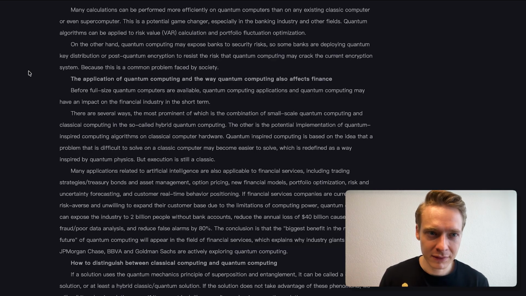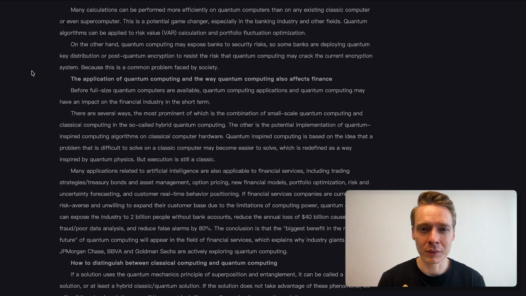Then back to the text, right? So on the other hand, quantum computing may expose banks to security risks. So some banks are deploying quantum key distribution or post-quantum encryption to resist the risk that quantum computing may crack the current encryption system, because this is a common problem faced by society.